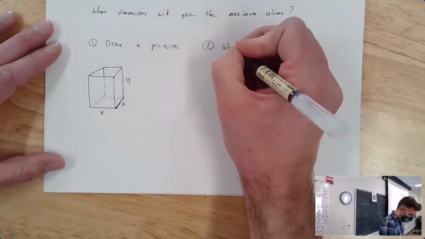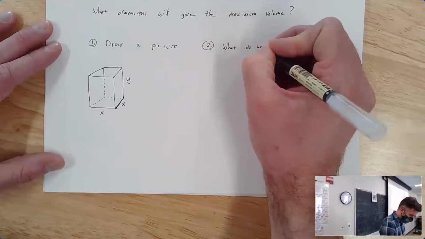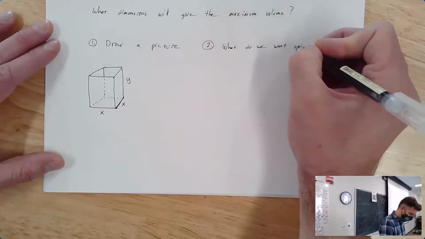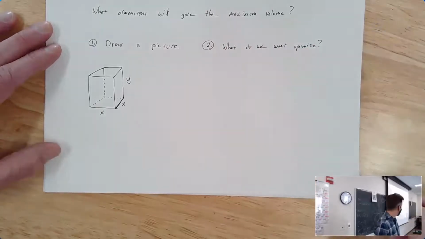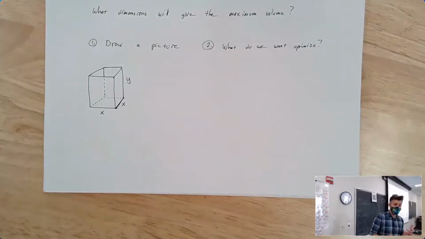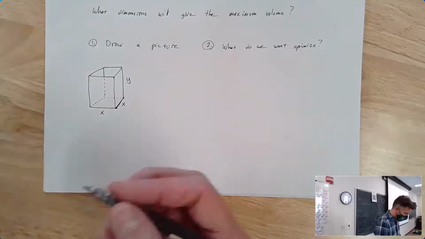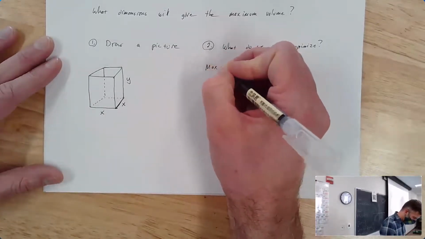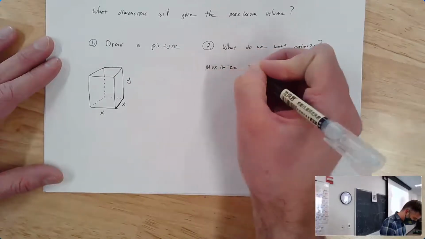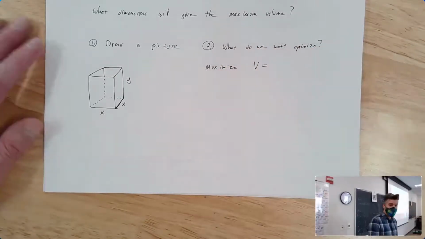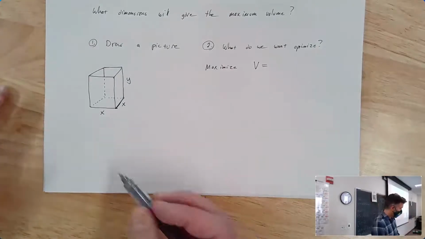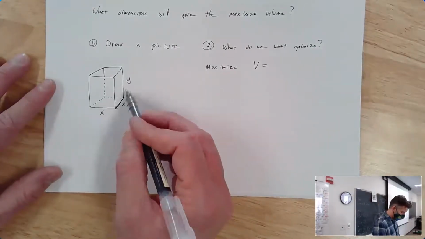So what are we trying to maximize, or more generally, optimize? Well, in this case, they said we want to build the box with the most volume. So we're trying to maximize the volume. And most of these equations are usually geometric equations. The equation for volume of a box is just X squared times Y.